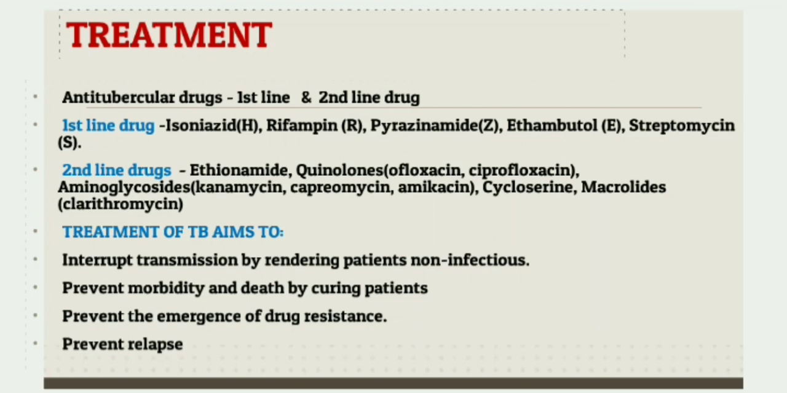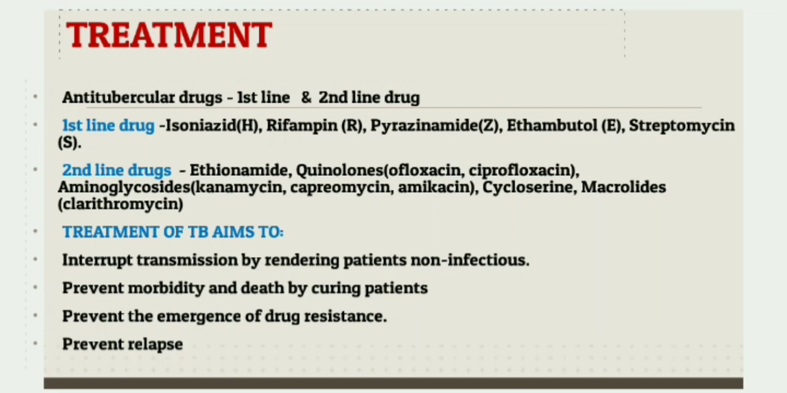What is the aim of our TB treatment? We are treating the TB, right? Actually, we just want to stop the spread of infection. So we want to make the patient non-infectious to prevent further spread of this infection. The second aim is to prevent morbidity and death by curing the patient. And we want to prevent the emergence of drug resistant TB, which is a bad side of TB.